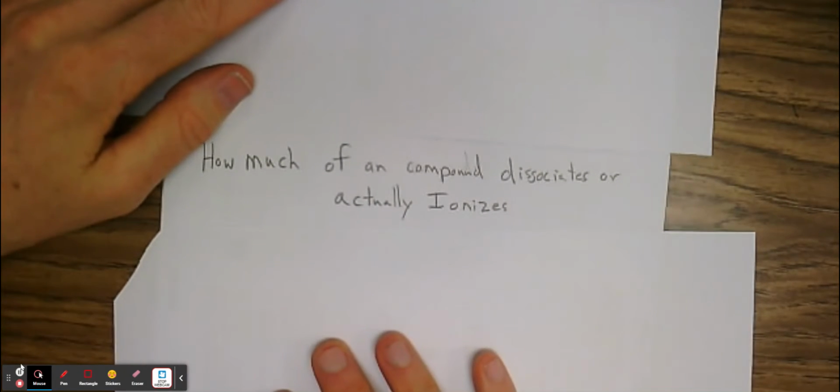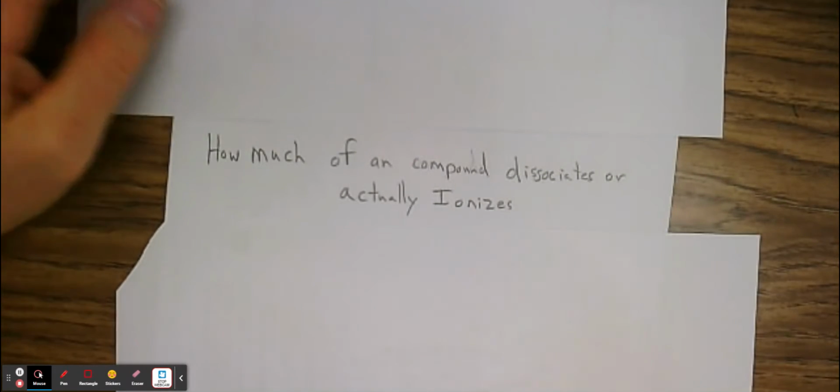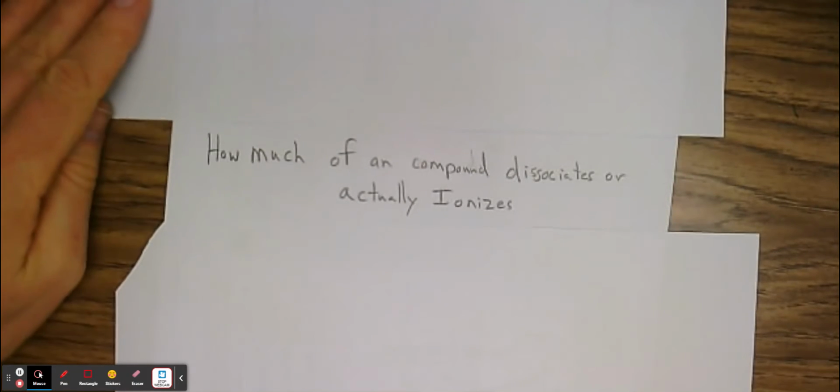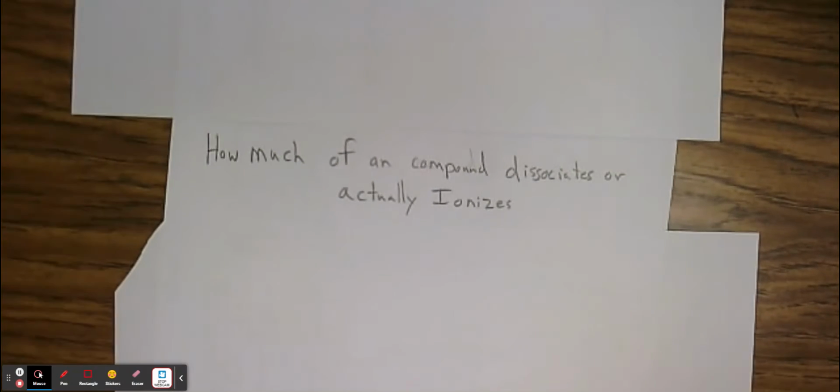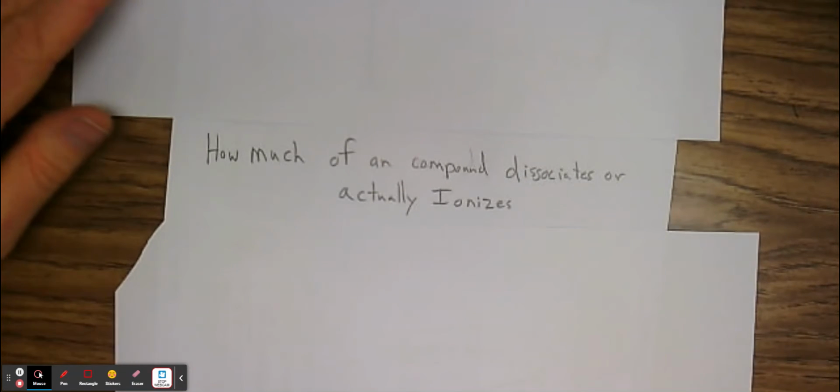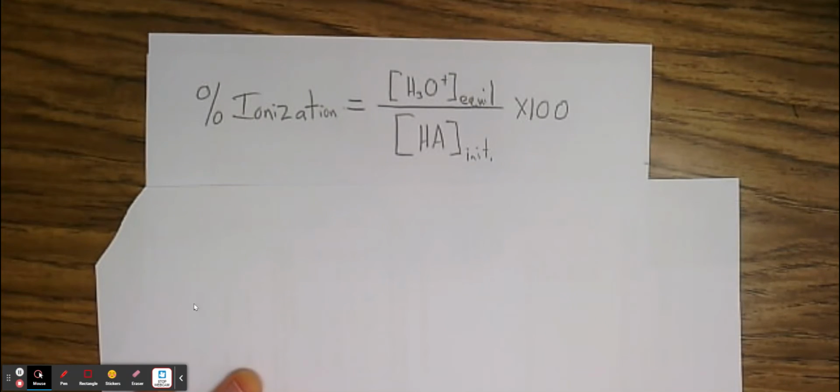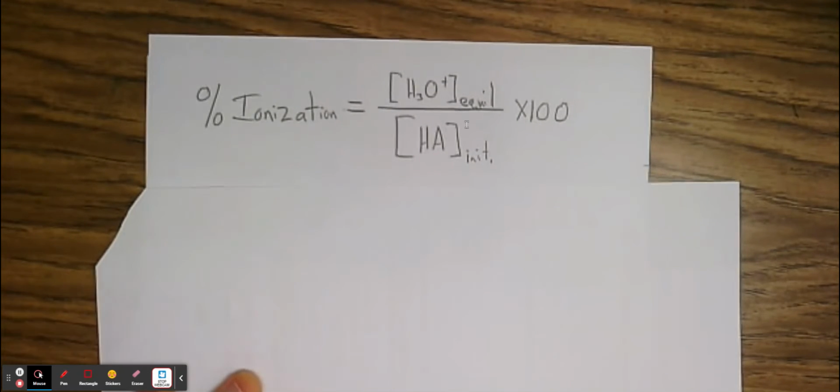Here's a definition. It's much like percent yield, where percent yield tells you how much you make of how much you should have made. This is another percent comparison. Here is our formula, and it would be OH negative and B for the base. And that stands for initial and equilibrium.